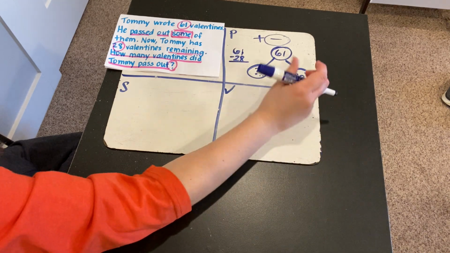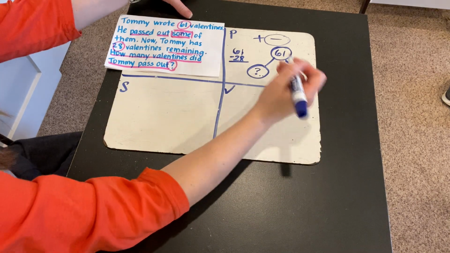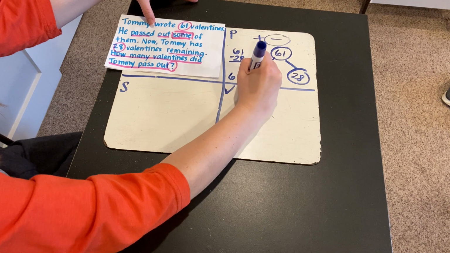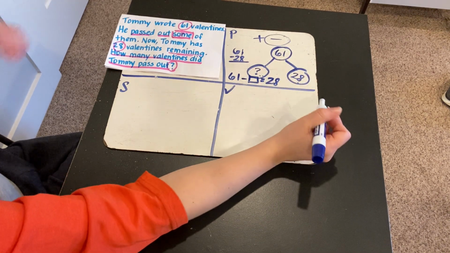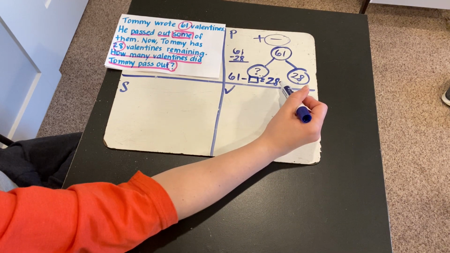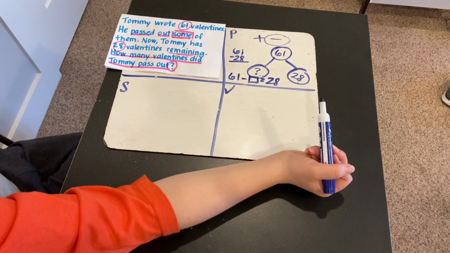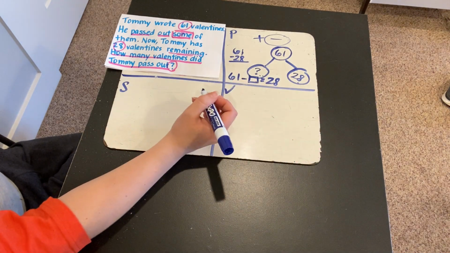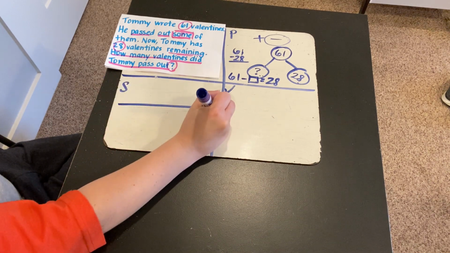Now, if I had gone back through this problem and written it out exactly the way I heard it, I would have written 61, and then he passed out some. So minus something, and now there are 28 remaining. 61 minus something equals 28, but also we can subtract 61 minus 28 and get the answer right there. And I'll show you exactly what I mean in just a second. Okay, so let's subtract 61 minus 28. I think to solve it, I'm going to use an open number line this time.